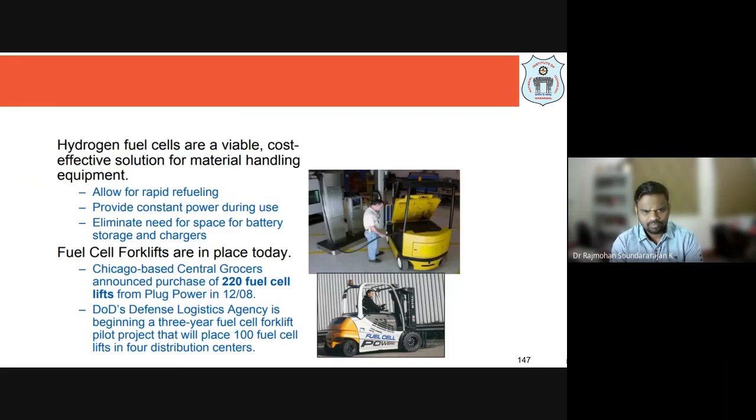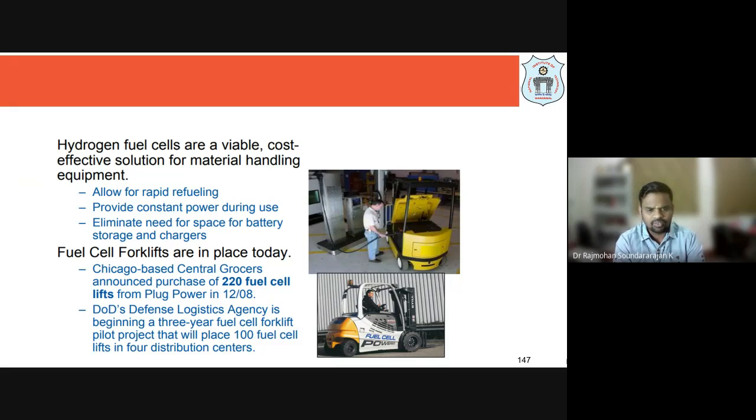And that is the reason these hydrogen fuel cells are viable, cost effective solutions for material handling equipment. It allows for rapid refueling, it provides constant power during usage, it eliminates the need for space for a big battery storage, and the kind of charging and setups you need are not needed. So that's why it finds usage in small power units like this, whatever you see here in this diagram.